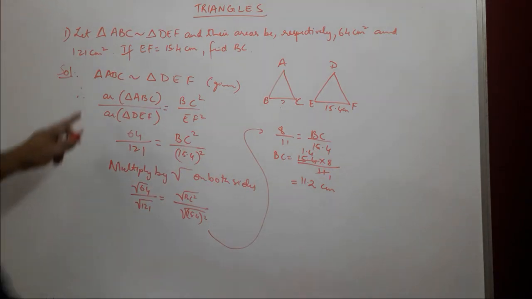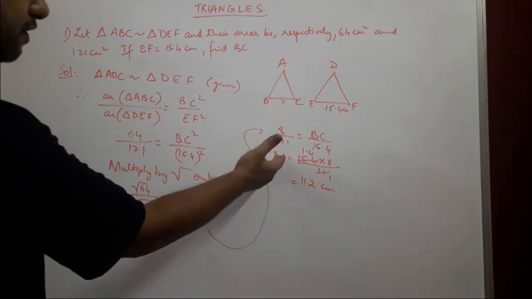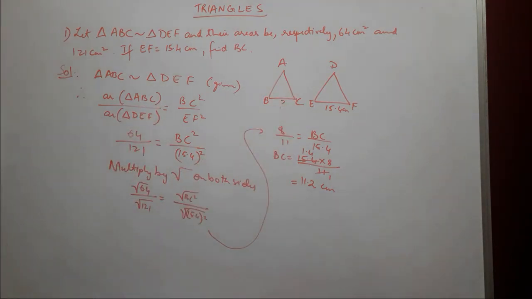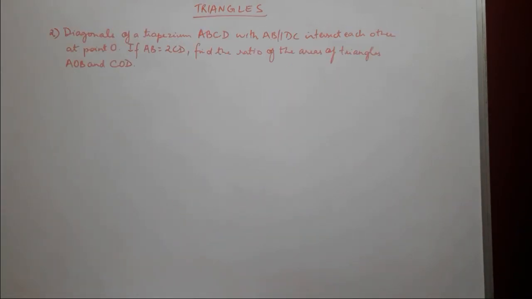So we used the theorem of areas of similar triangles in order to get the value of BC. Right. Let's solve another problem. Our next problem says diagonals of a trapezium ABCD with AB parallel to DC intersect each other at point O. If AB is equal to CD, find the ratio of the areas of triangle AOB and COD. Let's have a look at the diagram.